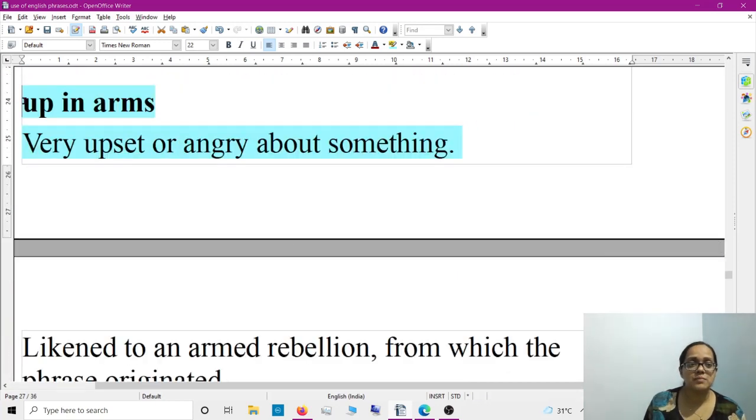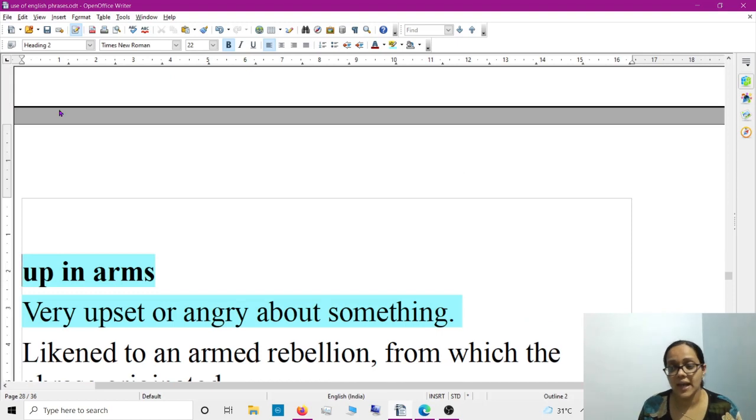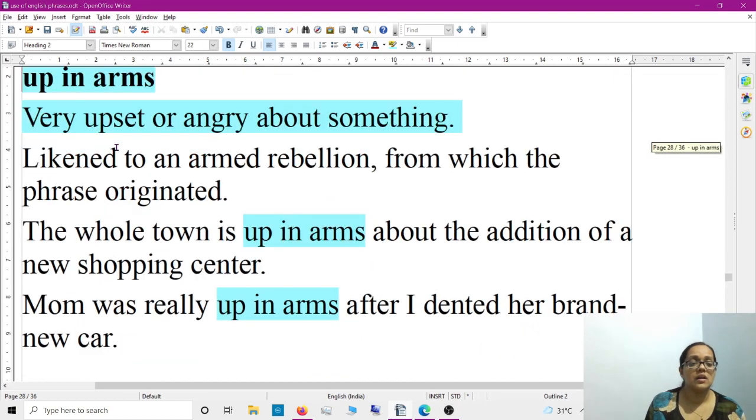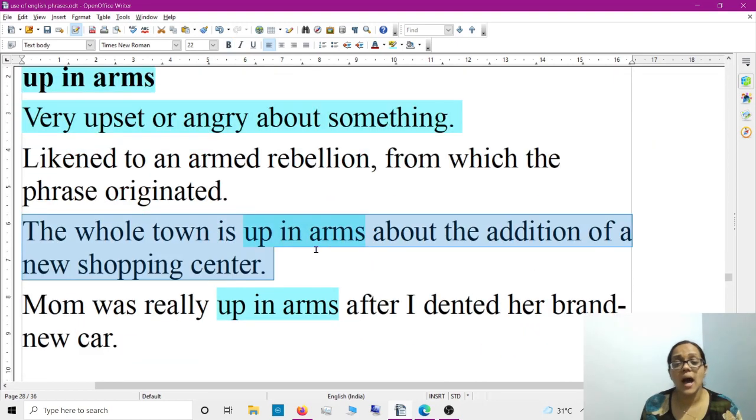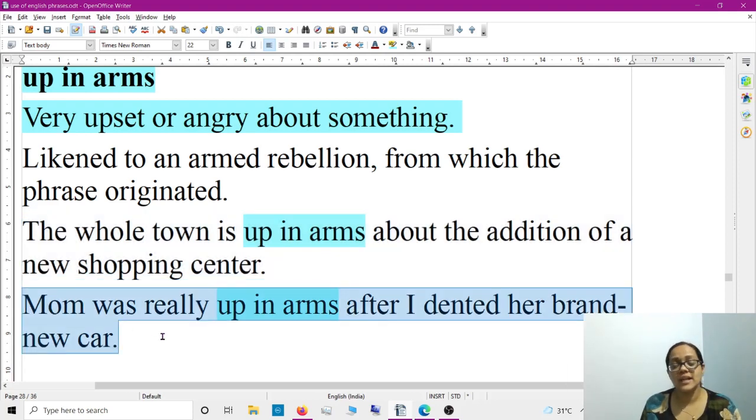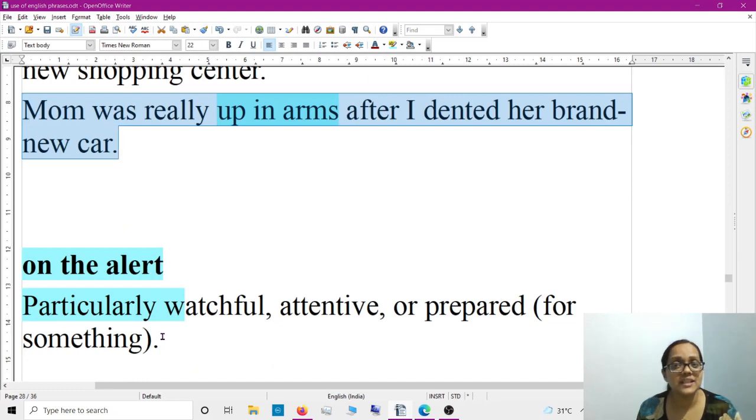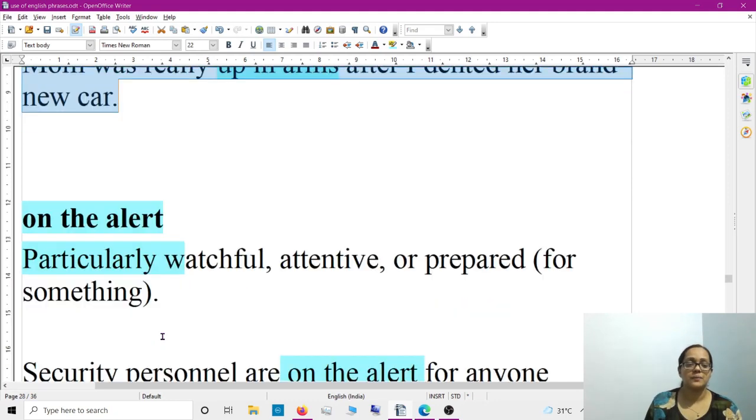Up in arms means very angry or very upset. So the whole town is up in arms about the addition of a new shopping center. Mom was really up in arms after I dented her brand new car.